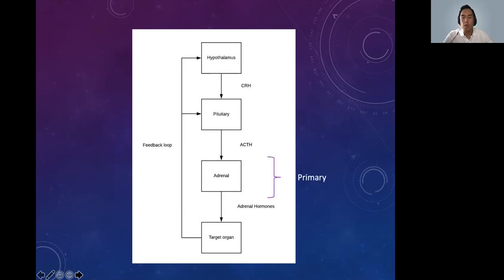So if there is a problem at the adrenal gland causing adrenal insufficiency, we call this primary adrenal insufficiency, similar to thyroid. If there is a problem at the hypothalamus and pituitary, we call this together a secondary adrenal insufficiency or central adrenal insufficiency. So these are the terms that we use in identifying the cause of adrenal insufficiency.